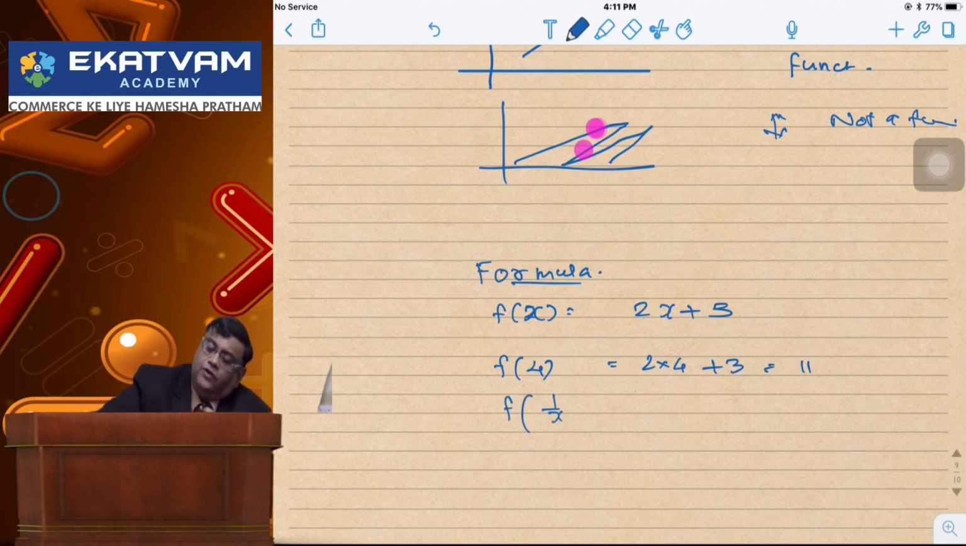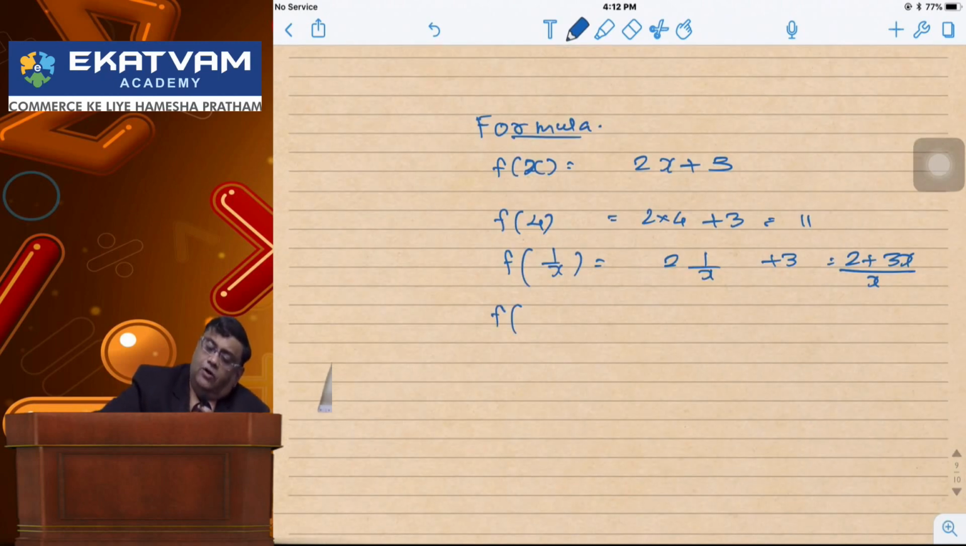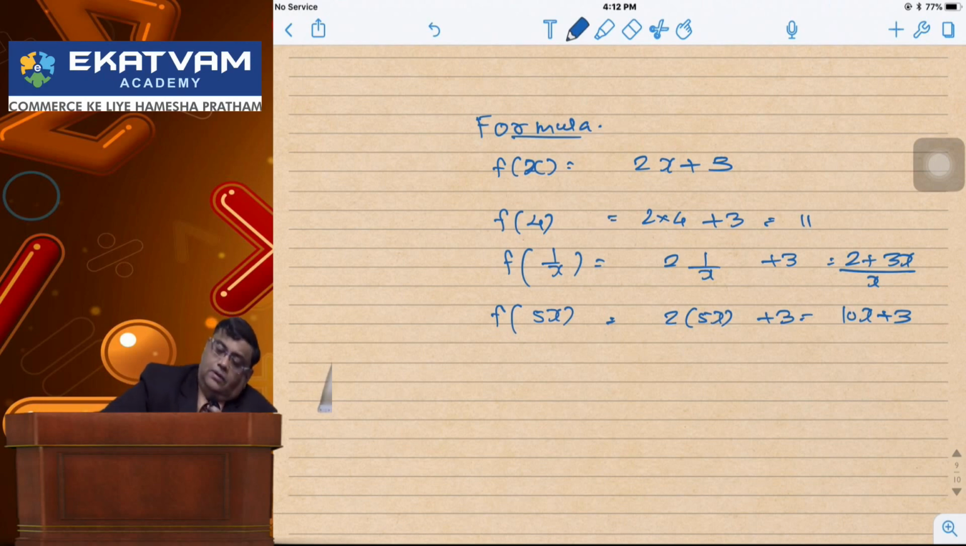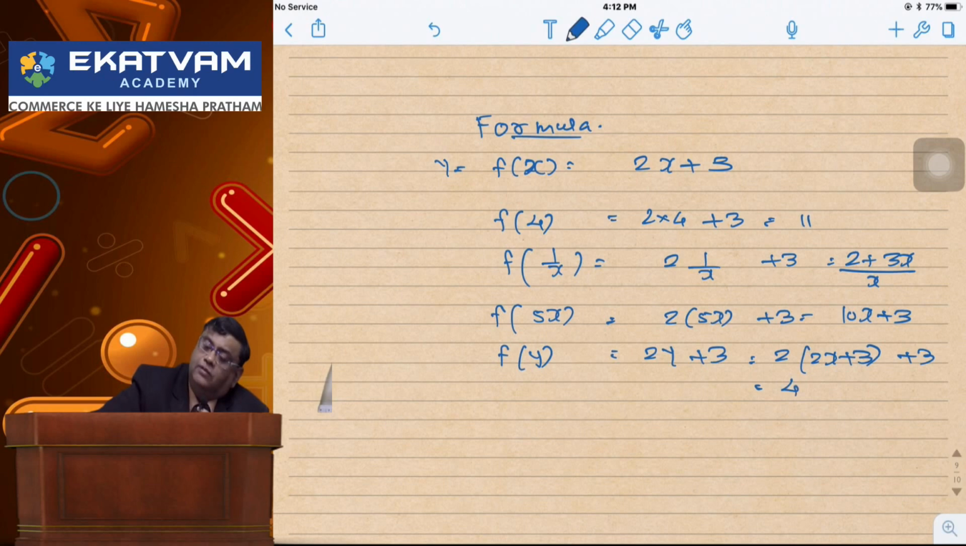Tell me what will be f(1/x). It will be 2 into 1/x plus 3, which you can write as (2 + 3x)/x. Tell me what will be f(5x). It will be 2 into 5x plus 3, that is 10x + 3. Tell me what will be f(y). Now y itself is f(x), so it will become 2y + 3. But y itself is 2x + 3, and therefore that plus 3 will be 4x + 6 + 3, that is 4x + 9.